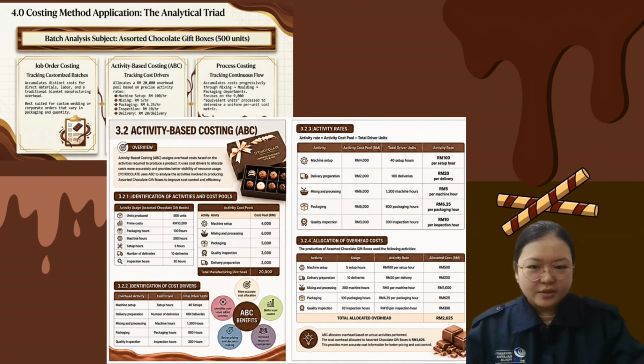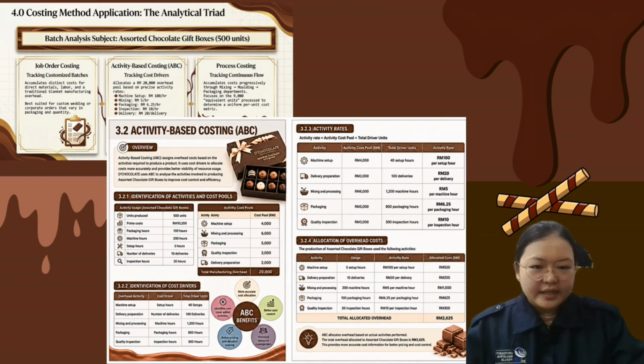Process costing is used to monitor production costs across different departments. At D Chocolate, the production process consists of three departments, which are mixing, molding, and packaging. The total cost transferred out from the packaging department is 13,200 ringgit. For equivalent unit calculation, there were 8,000 completed units and 2,000 units in ending work in progress that were 50% complete.